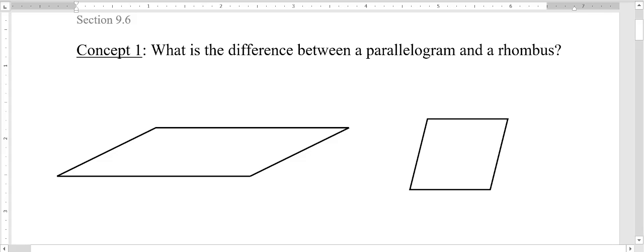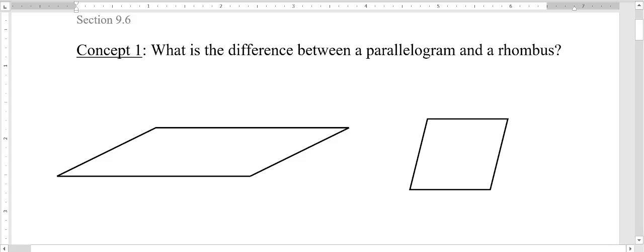All right, section 9.6 in your textbook. The title of the section is Finding the Area of a Parallelogram. Before we can go talk about finding the area, we need to define what is a parallelogram.